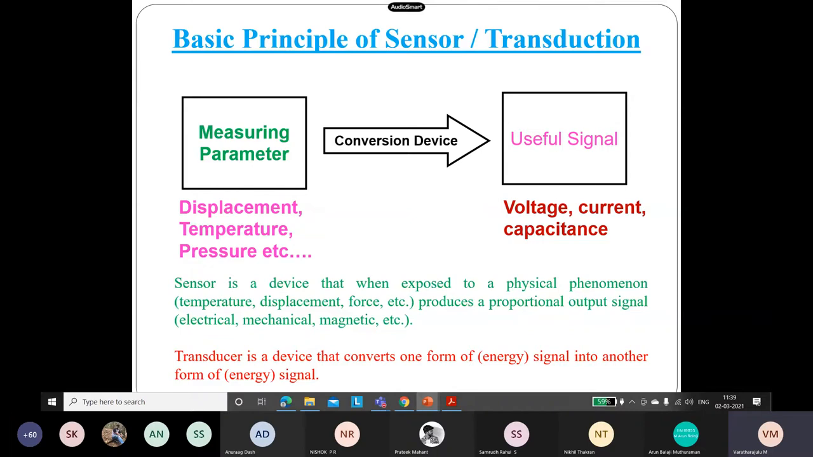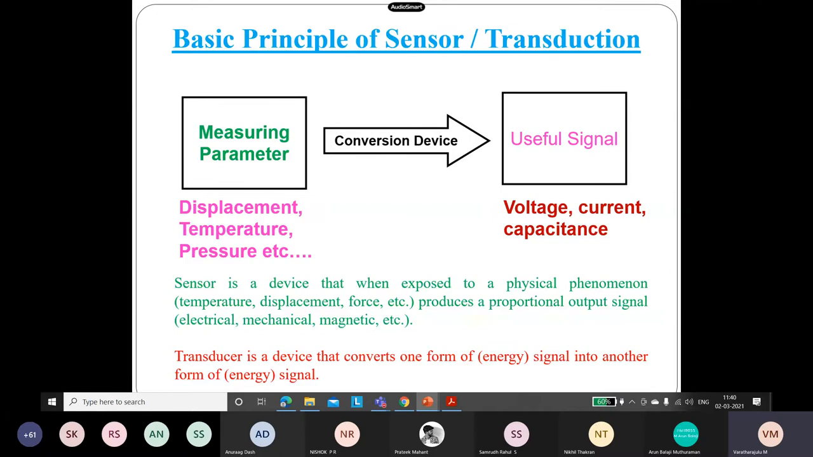A transducer is a device that is used to convert a non-electrical signal into an electrical signal. Here, what we have given in this particular slide is that a transducer is a device that converts one form of energy into another form of energy. And concerning sensors, a sensor is a device that, when exposed to a physical phenomenon, produces a proportional output signal. That is what we are going to visit in this presentation. And transducers are used to convert non-electrical signals into electrical signals.